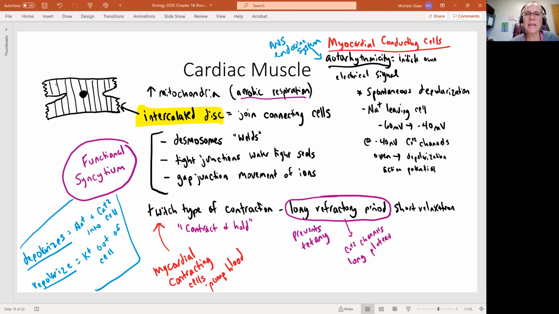All right, up next, let's look at the relationship of the myocardial conducting cells together and what is described as the pacemaker or pacesetter system.